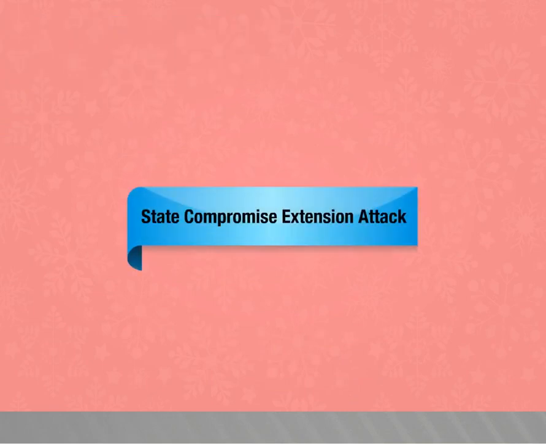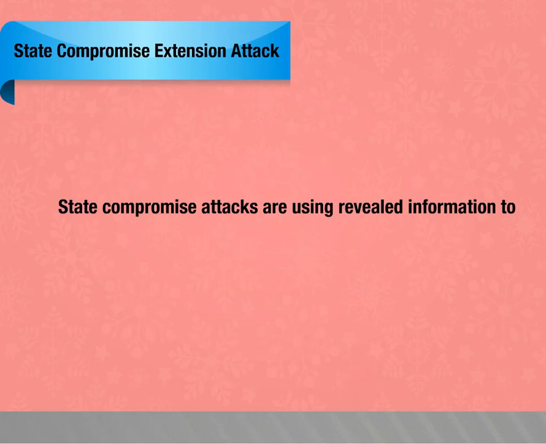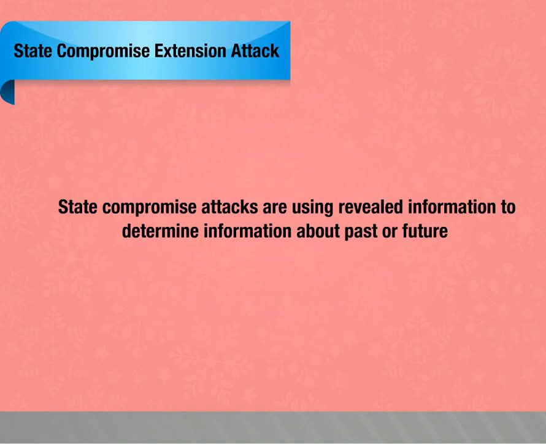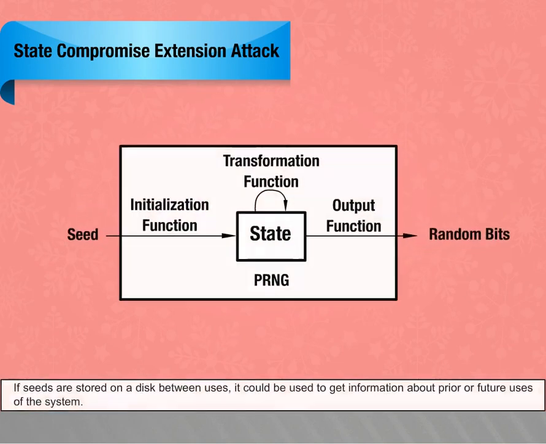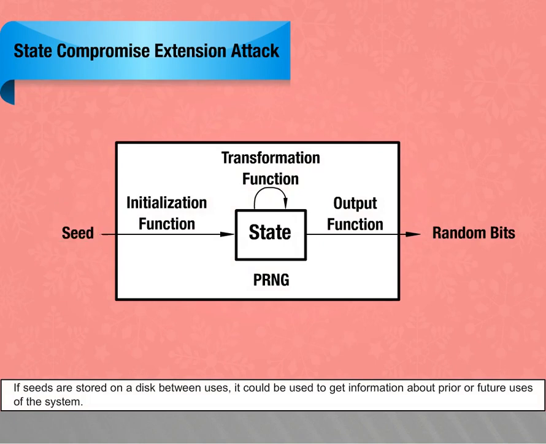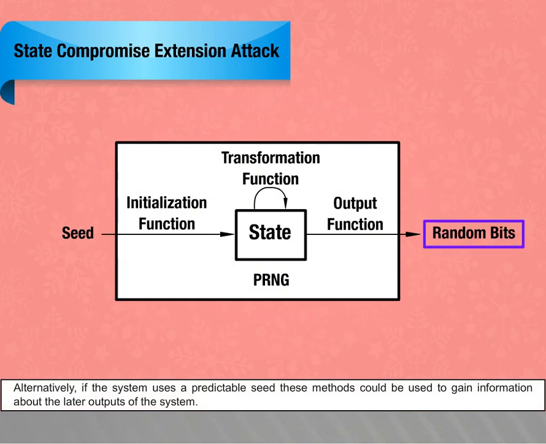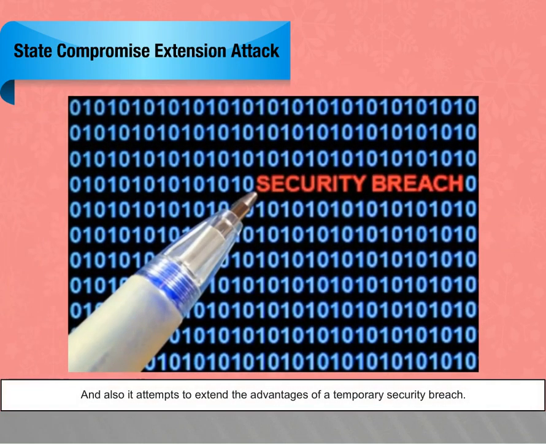State compromise extension attack. State compromise attacks use revealed information to determine information about past or future states of the PRNG. If seeds are stored on a disk between uses, they could be used to get information about prior or future uses of the system. Alternatively, if the system uses a predictable seed, these methods could be used to gain information about the later outputs of the system. And also, it attempts to extend the advantages of a temporary security breach.